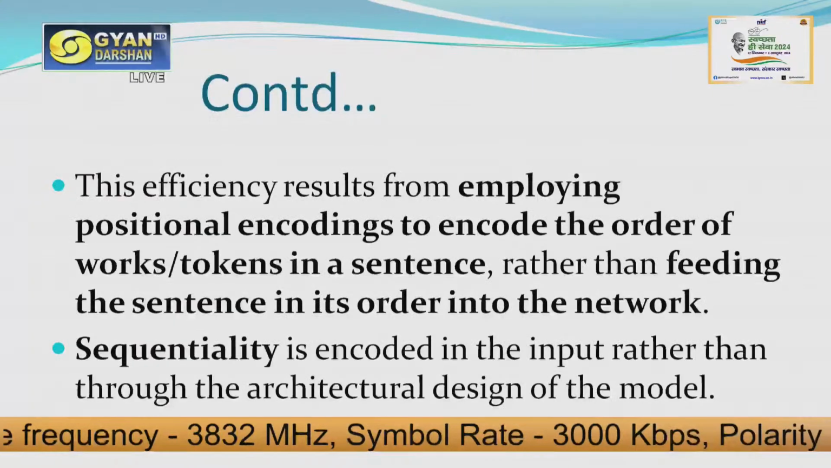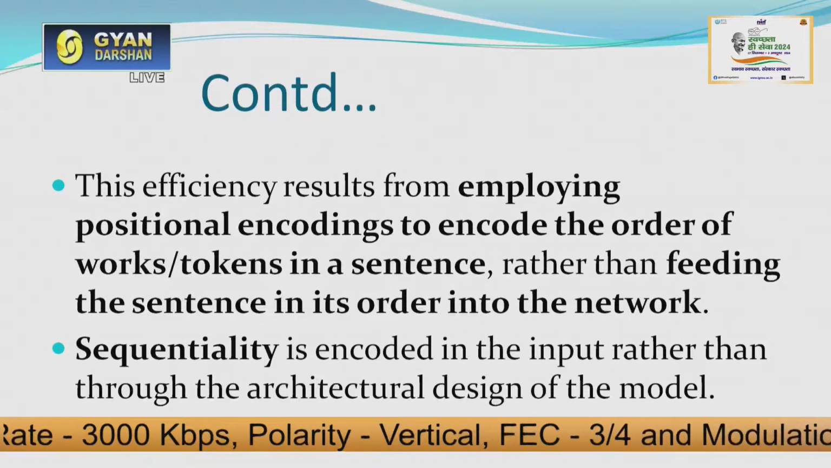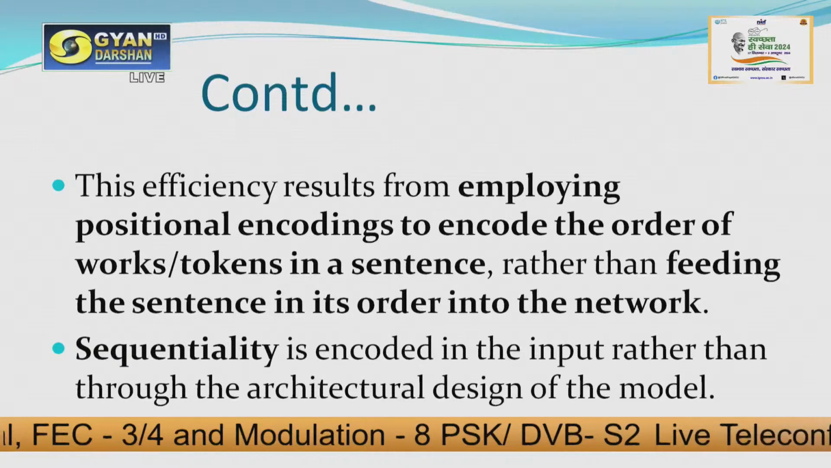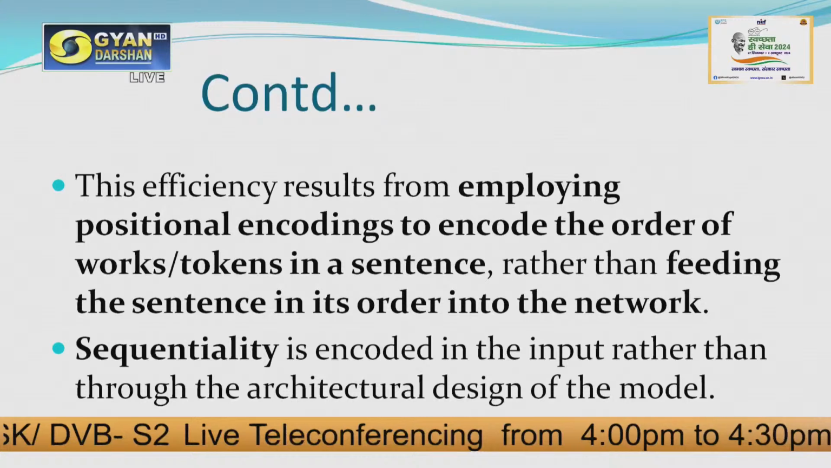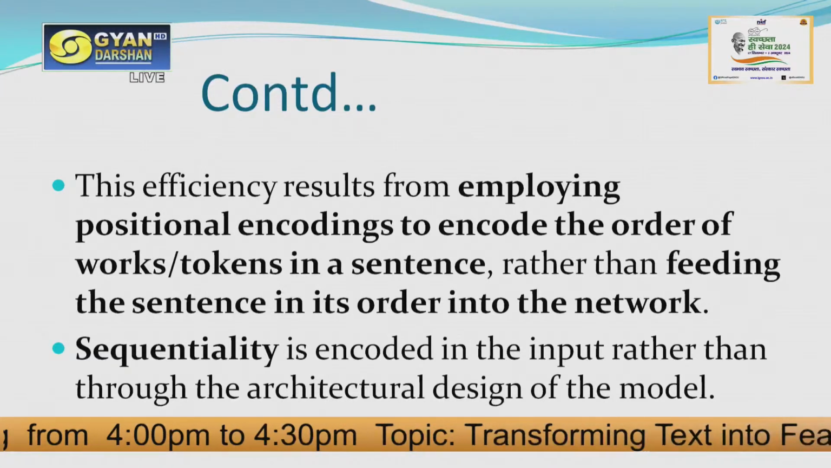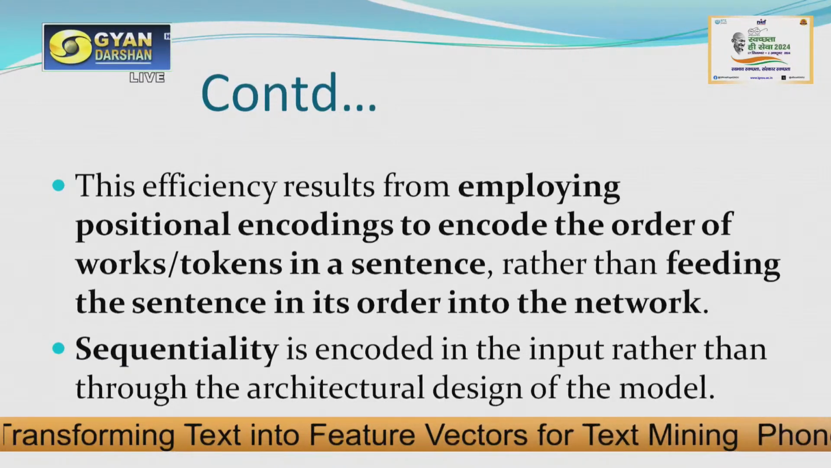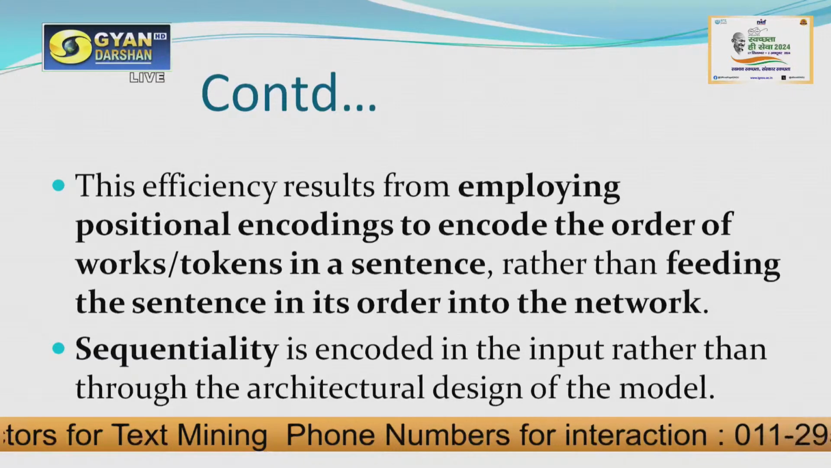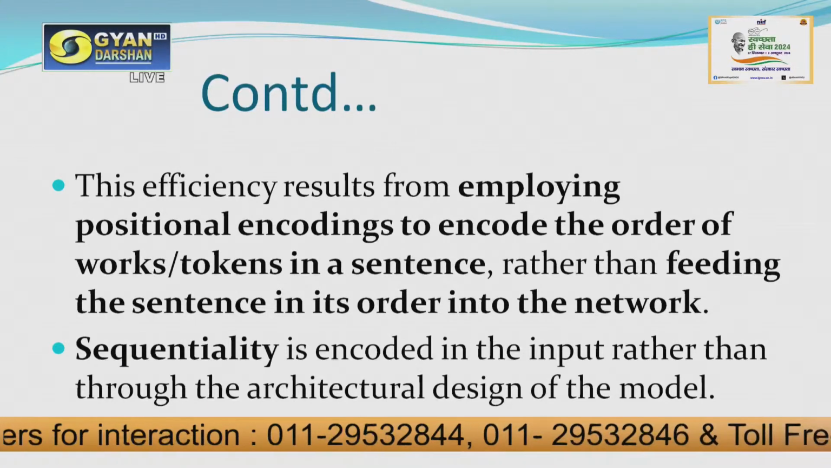So this is a very efficient technique, and it employs positional encodings to encode the order of words or tokens. We had discussed the drawback in one of the techniques called bag of words, which doesn't take care of the order of arrival of the words. But here the transformers take care of that particular limitation, working on a principle called positional encoding to encode the order of word tokens in a sentence, rather than feeding the same sentence in order into the network. So sequentiality is encoded in the input rather than through the architectural design of the model.